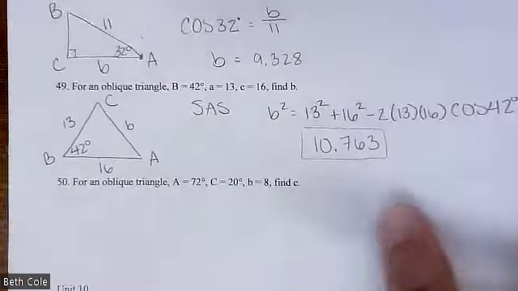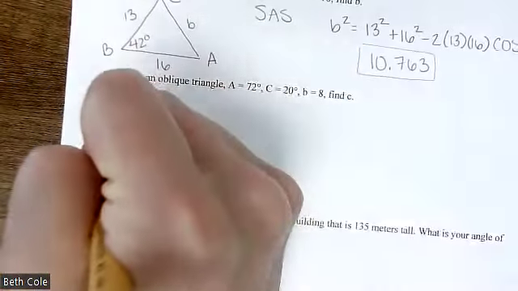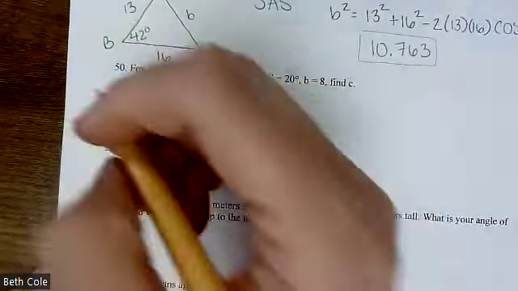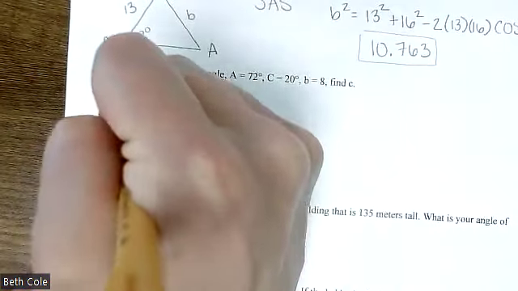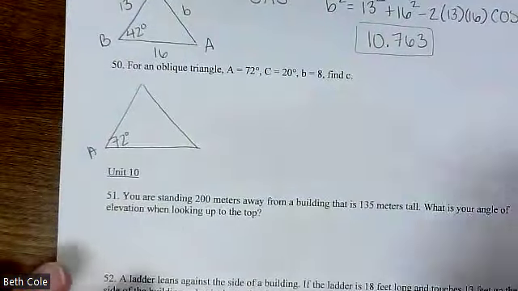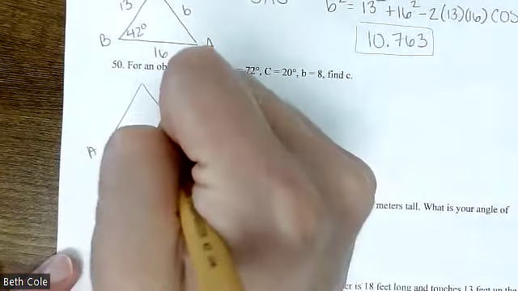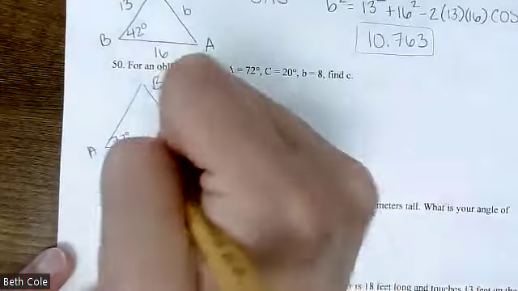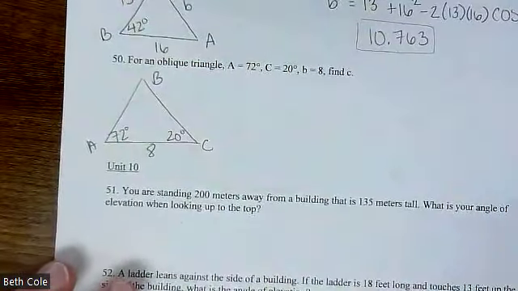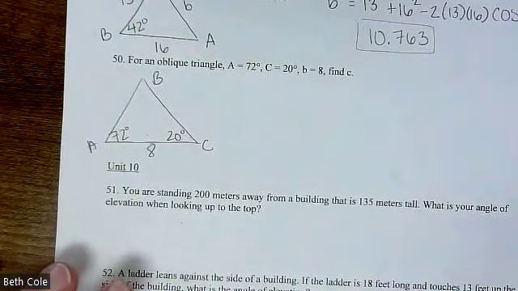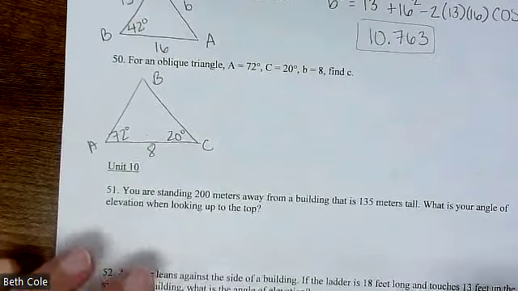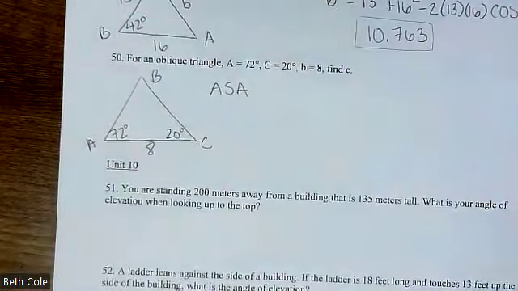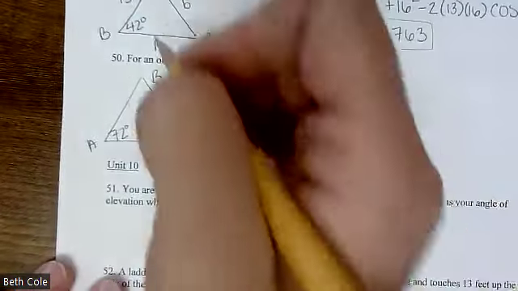Okay, we're going to do one more of those. So draw yourself a triangle that looks like any old thing. It doesn't matter. A is 72. So again, start at the bottom left. C is 20. So then go to the bottom right. And baby B is 8. So what angle side pattern is that one? Yeah, angle side angle, which is law of sines. Now it says to find C.